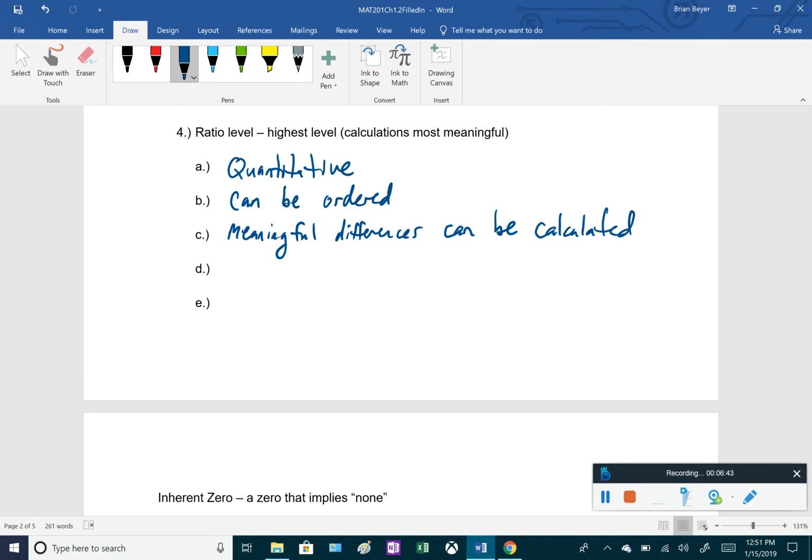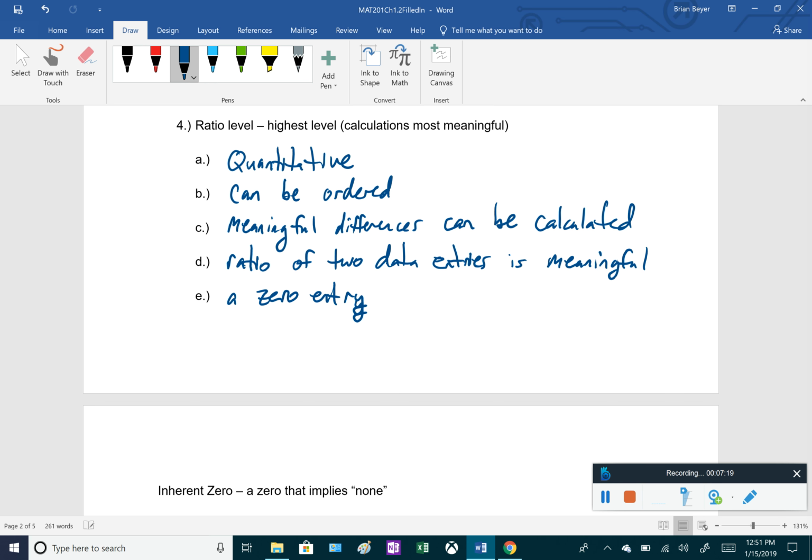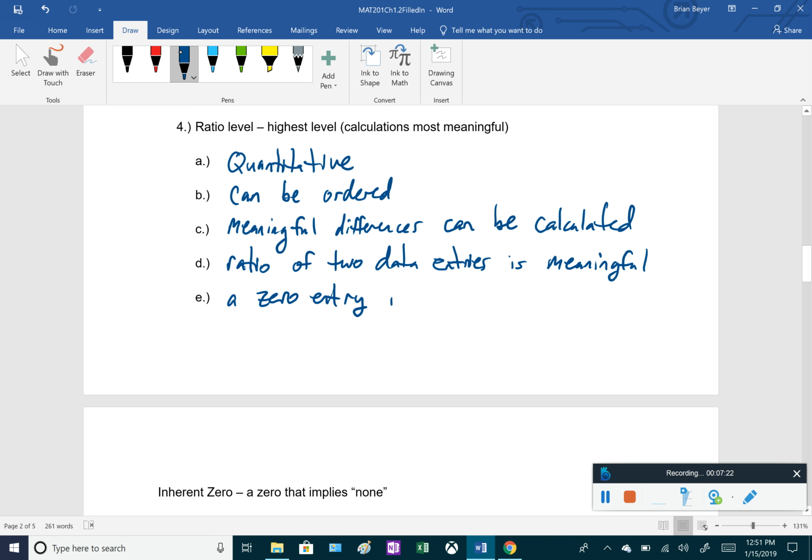And where this one gets its name is that the ratio of data entries, two data entries, can be formed and is meaningful. So ratio means division. So if we take the ratio of two entries, that actually means something. And the last thing here is a 0 entry. If we have an entry of 0, a 0 entry is an inherent 0.